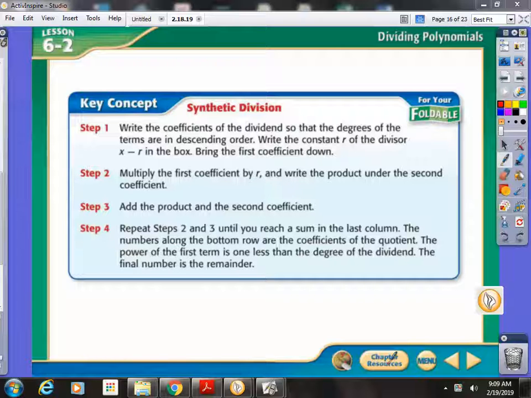S-Y-N-T-H-E-T-I-C, synthetic division. Don't worry about copying down these steps because I want you guys to understand the process more than just memorizing steps here. So synthetic division.